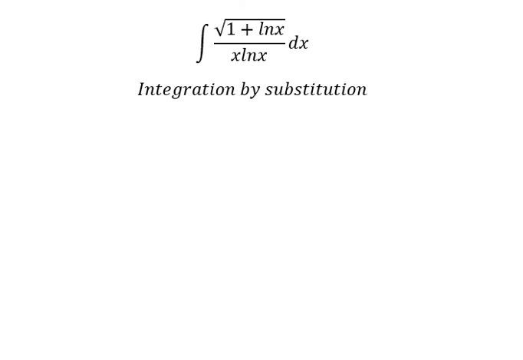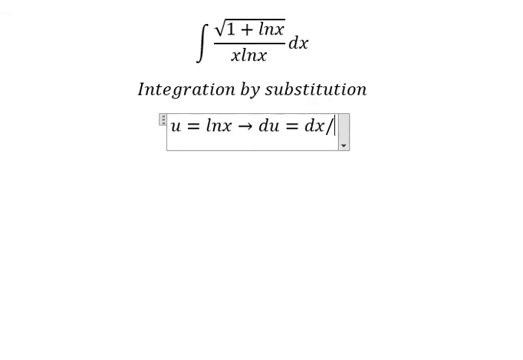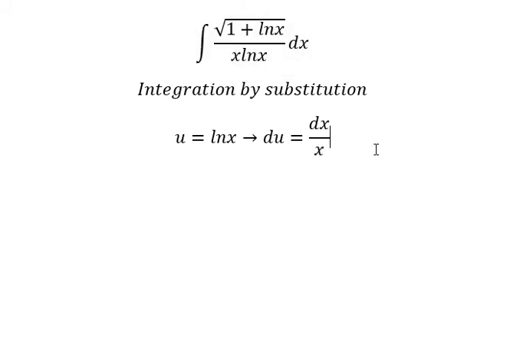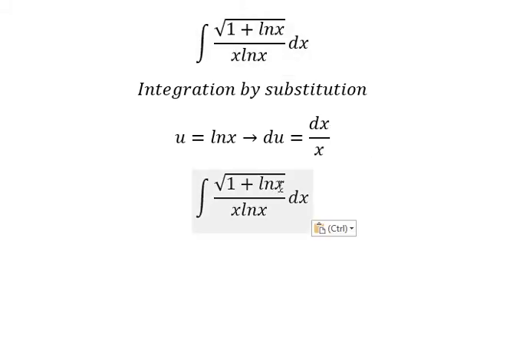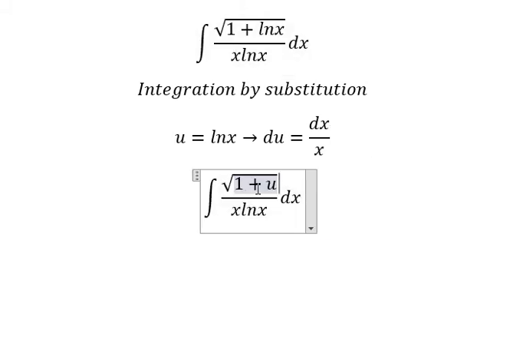So I will put u equals ln x. If I take the first derivative for both sides, we have du equals dx over x. This one we change by u. ln x we change by u. dx over x we change by du.